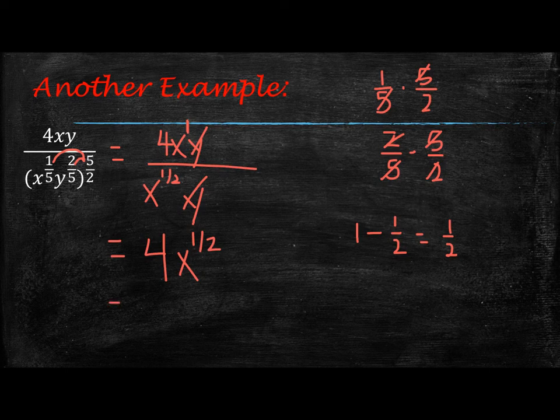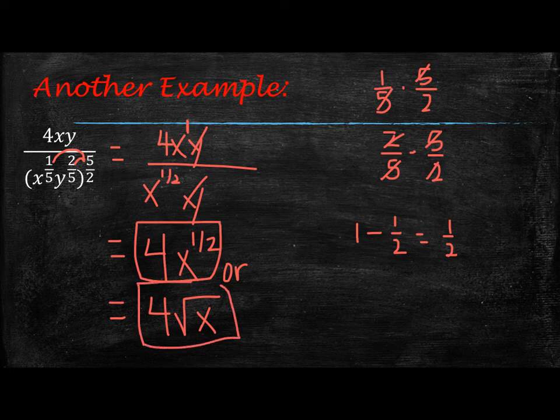Your 1/2 power is the same thing as the square root, so I would accept either one of these. You could write it as 4 times x to the 1/2, or you could write it as 4 times the square root of x. Okay, that's all the examples I have for you today.